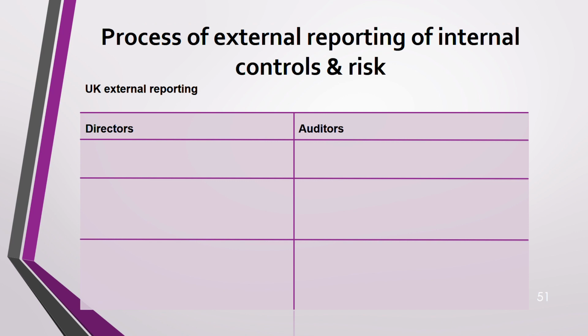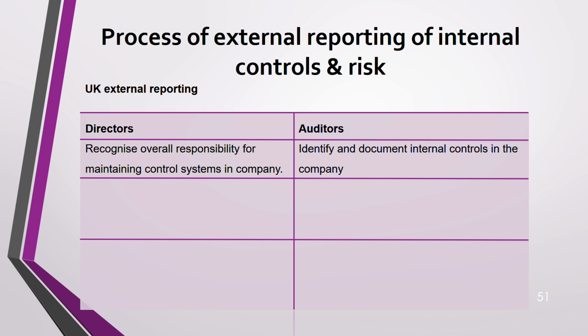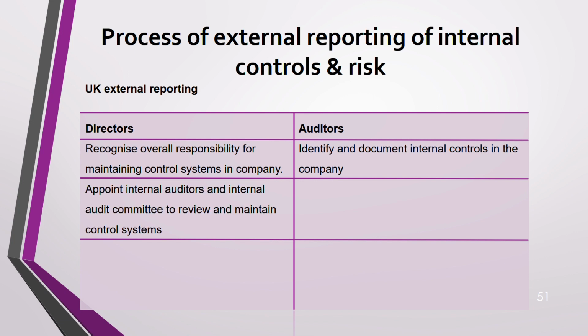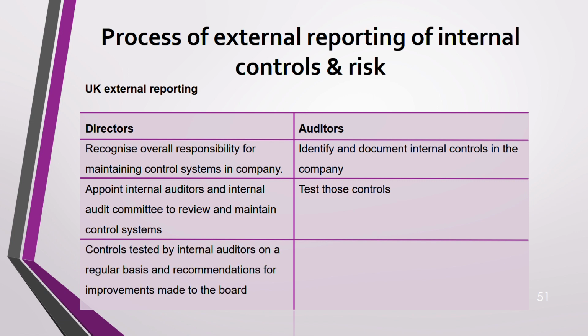Coming to the UK external reporting, we'll see how the directors and auditors have to report on this. Directors, they have the overall responsibility. Remember, it's not the auditor's responsibility. It is the director's responsibility that they manage the control system in a company. Auditor, they identify and they document those internal controls. Third, directors, they appoint internal auditors and audit committee so that they can review and maintain the control system. Auditor, they test those controls. Directors, they test internal auditors on a regular basis and make recommendations also to the board. Auditors, they report on material control deficiencies in the audit report. If there are material control deficiencies, not if the control is working perfectly, then you don't have to report.